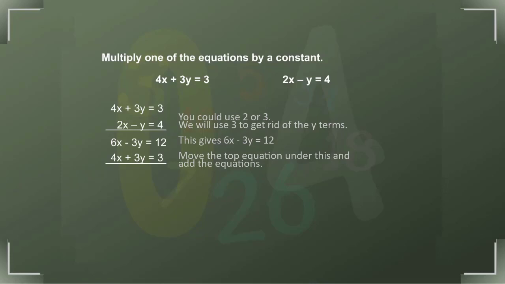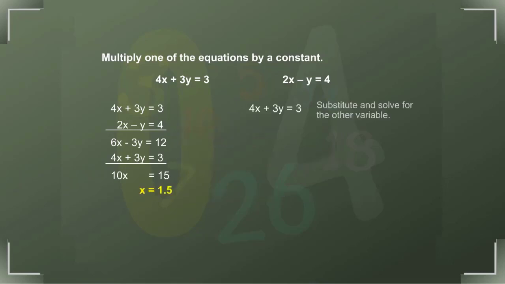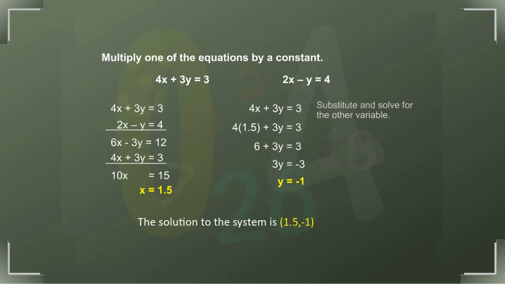Move the top equation under this and add the equations. Solve for the remaining variable. Substitute and solve for the other variable. The solution to the system is 1.5 and negative 1.